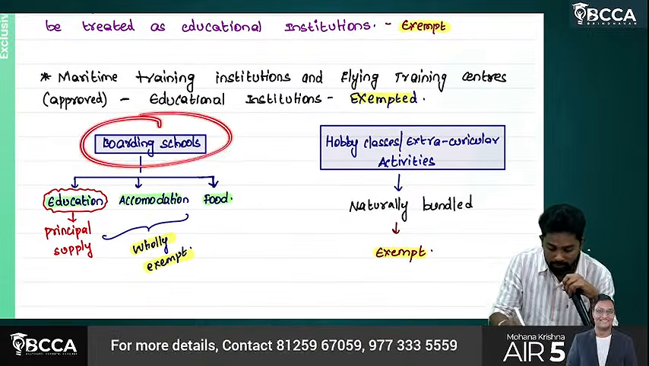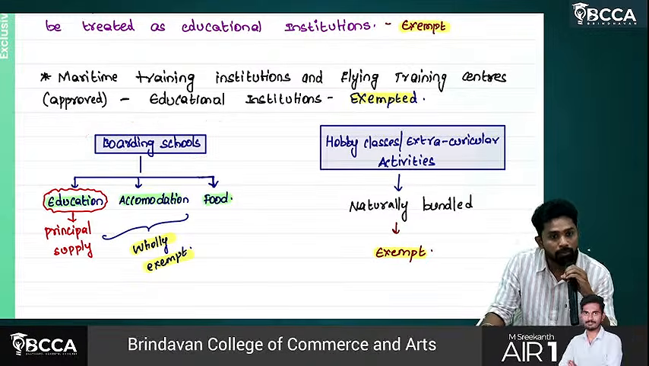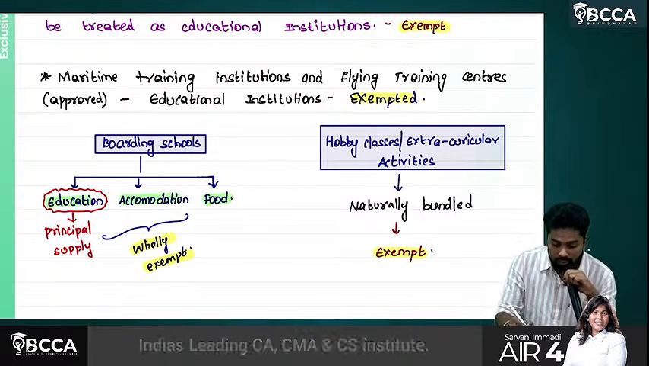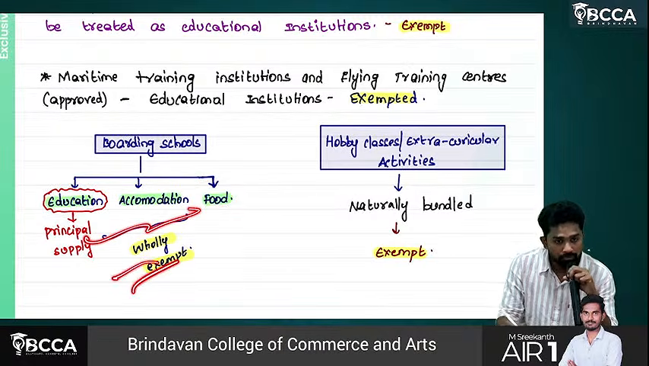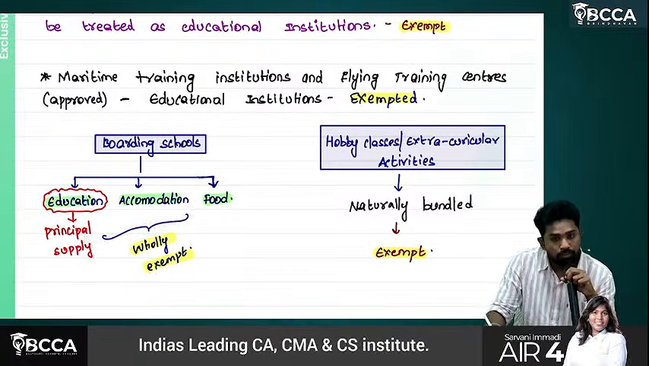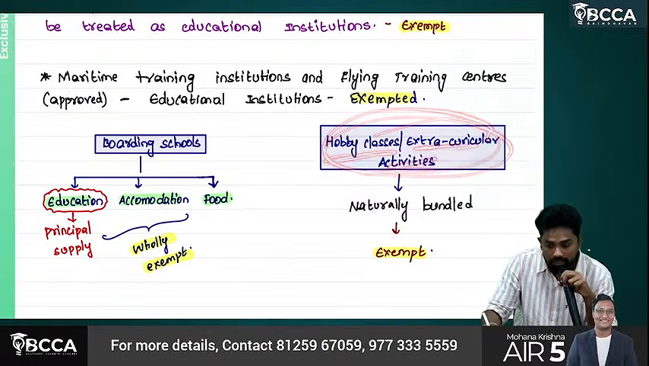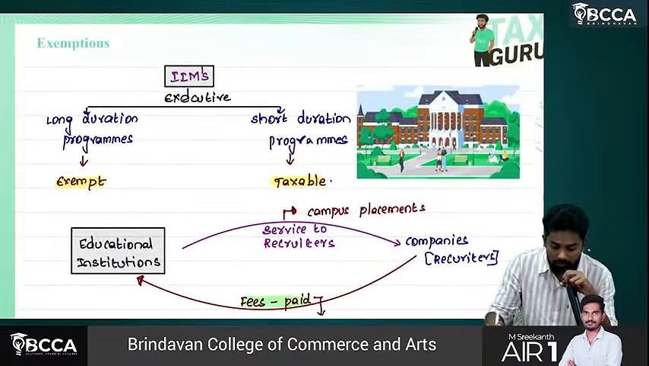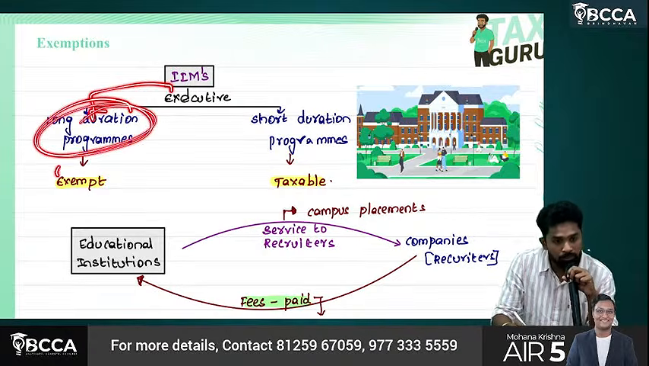Then boarding schools. What is meant by boarding schools? Boarding schools are where they provide hostels, accommodation also. So there is education, accommodation plus food. Then wholly exempted. Then in schools, hobby classes and extracurricular activities will also be conducted. All those are naturally bundled, and then what is it? Exempted. Then IIMs. When IIMs offer long duration programs, exempt.